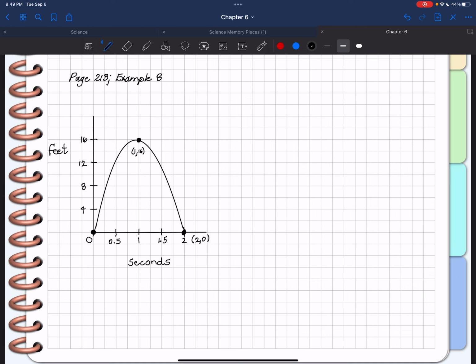Okay. So would you agree with me that the maximum height on this kick, this was the first kick, was what? Was it 1? No, that's seconds. It was 16 feet. Okay, and this was the first kick.